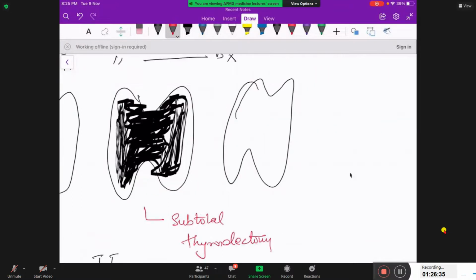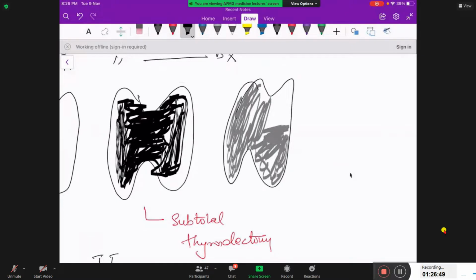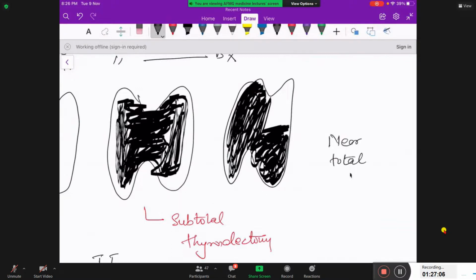What will this be? This surgery is called near total thyroidectomy.